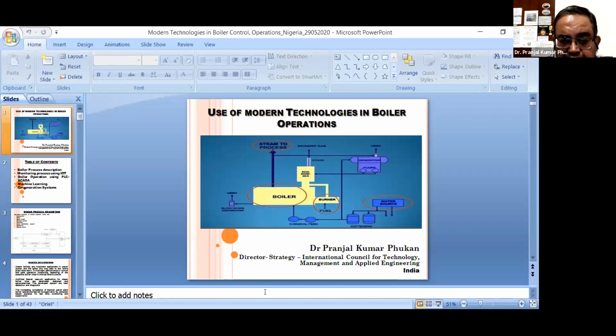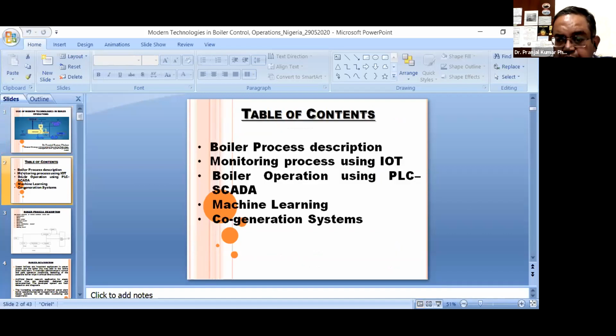So this is my slide, and these are the basic things which I have just talked about. The 2 things only: one is SCADA, which is very important, and the second one is machine learning, because cogeneration systems are just a secondary use. I have just described it here, but the main things from an electronics or instrumentation perspective are IoT, SCADA, and machine learning. Machine learning is based on AI and big data, SCADA is the advanced version of your DCS instrumentation, and IoT is obviously the Internet of Things, cloud based.